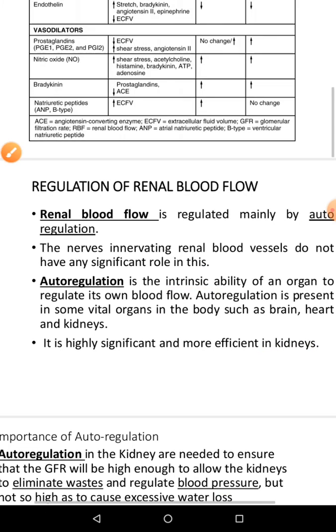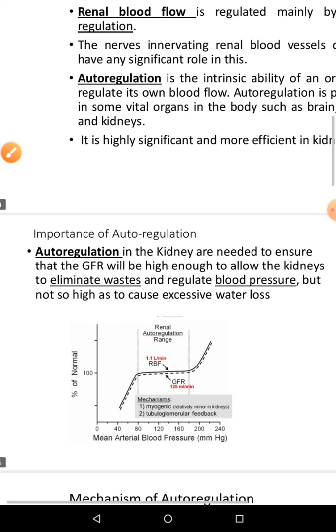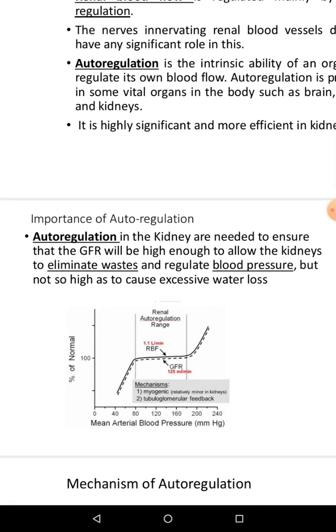Okay. So why is autoregulation important? Autoregulation is very important because it ensures that the glomerular filtration rate will be high enough to allow the kidneys to eliminate wastes and to regulate blood pressure, but not so high as to cause excessive water loss or kidney damage. That's why autoregulation is important.